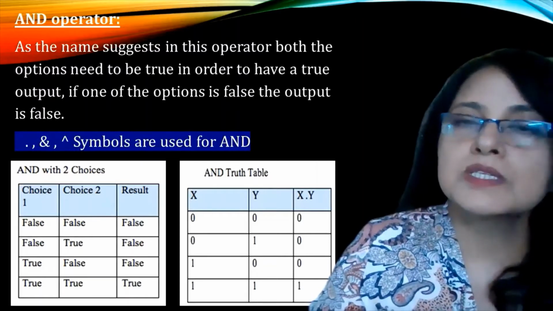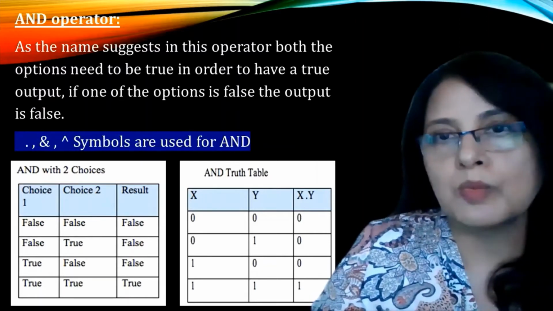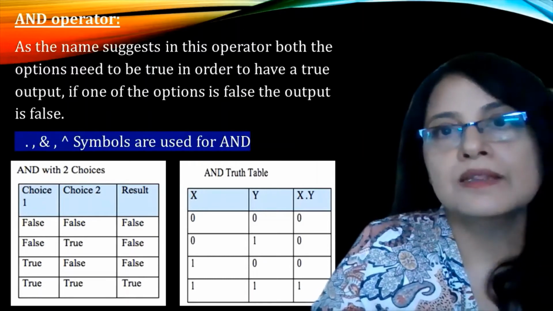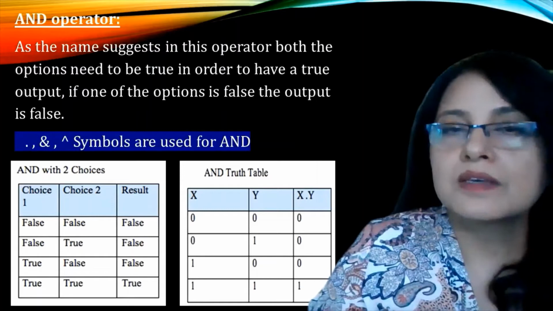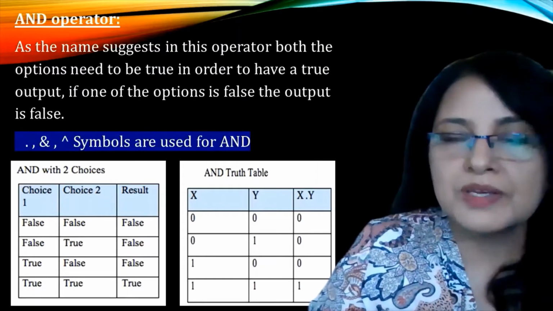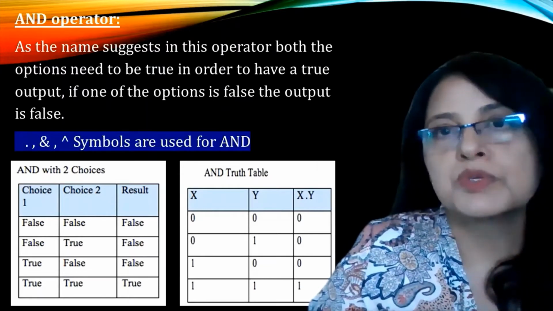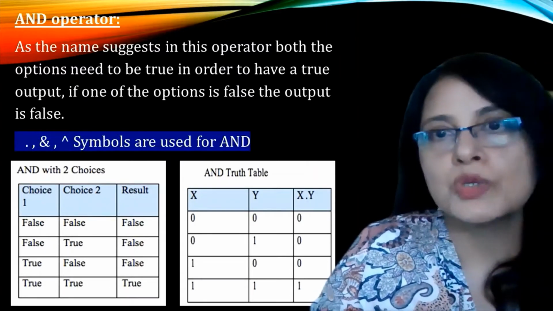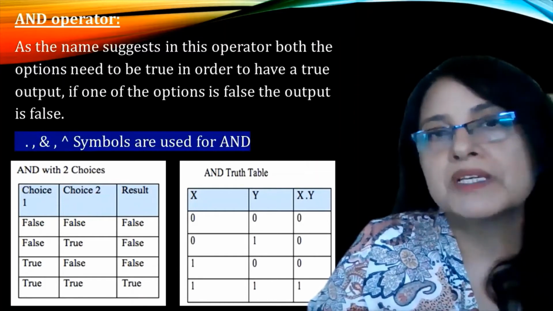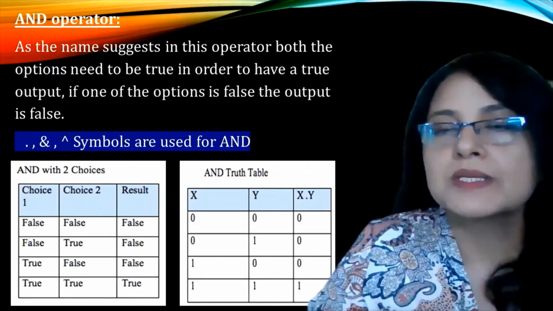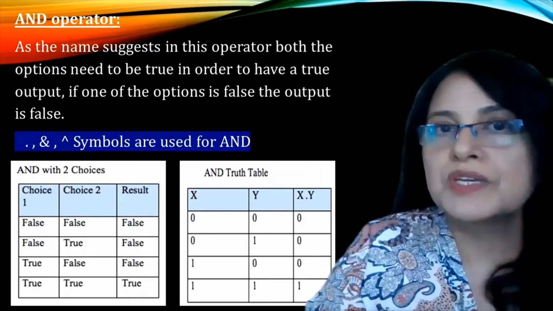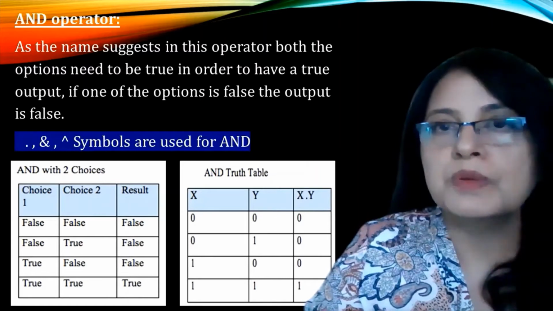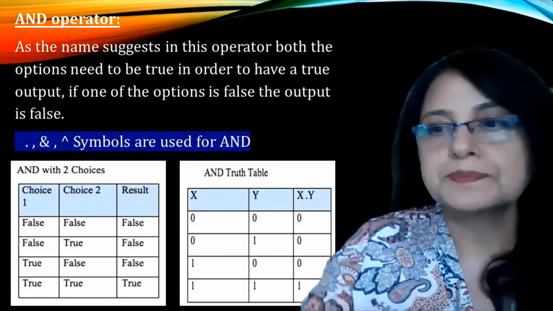And if we convert it into a truth table with zeros and 1s, then if both the inputs are 1, then the output is 1. In case both are 0 or one of them is 0, then the output is going to be 0. And the symbol that we write is the dot most of the times, but other symbols that are used are ampersand and the caret symbol. So if we say x, y as inputs, then the output for AND will be x dot y.